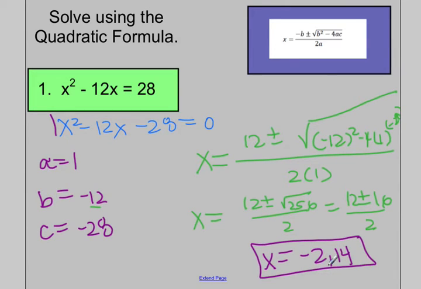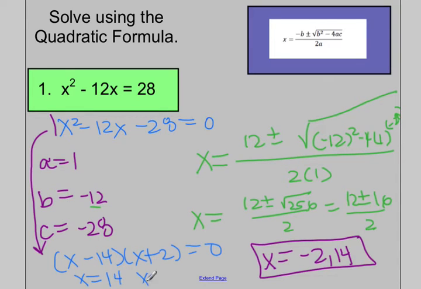I had nice answers like this, no decimals, nothing of that. So that brings me to believe that maybe I could have just factored this. Let's just think about it. What multiplies to negative 28 but adds to negative 12? Well, 2 times 14 is 28, so if I have a negative 14 and a positive 2, they would add to negative 12, and if I solve, I would get x is equal to 14 and x is equal to negative 2. So that works.